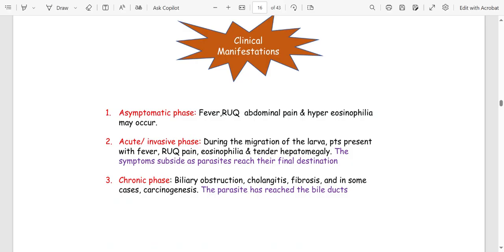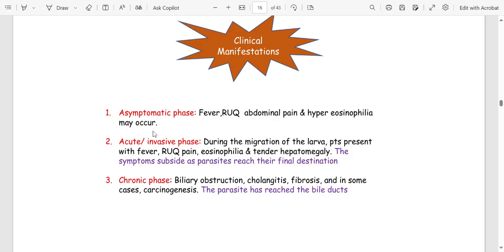Okay, but the clinical manifestation. I've got three main phases when there is infection with Fasciola hepatica, the liver fluke: the asymptomatic phase, the acute phase, which is known as the invasive phase, and then the chronic phase. In the asymptomatic phase, what you are going to be able to see is just some form of fever, right upper quadrant abdominal pain, representing infection of the liver, and also hypereosinophilia. Eosinophils are going to be high.